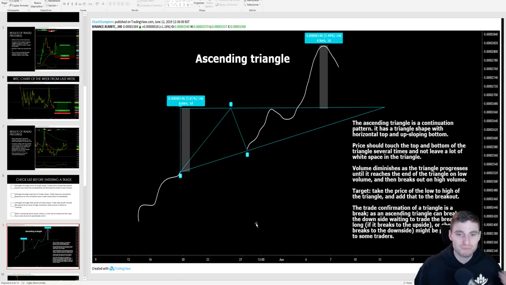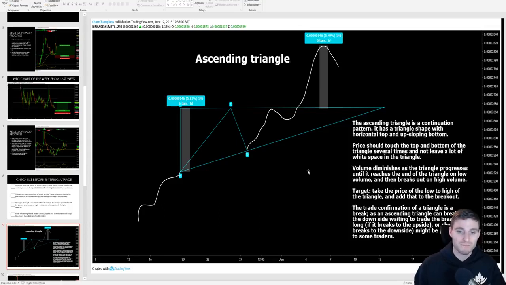So white space is a real key metric. I see too many people drawing triangles, and this is a major thing for me: if it's got too much white space, it is not a valid triangle pattern. So be really careful and vigilant of looking for white space, because if there's too much, it's not valid. Price should touch the top and bottom of the triangle several times and not leave white space in the triangle.